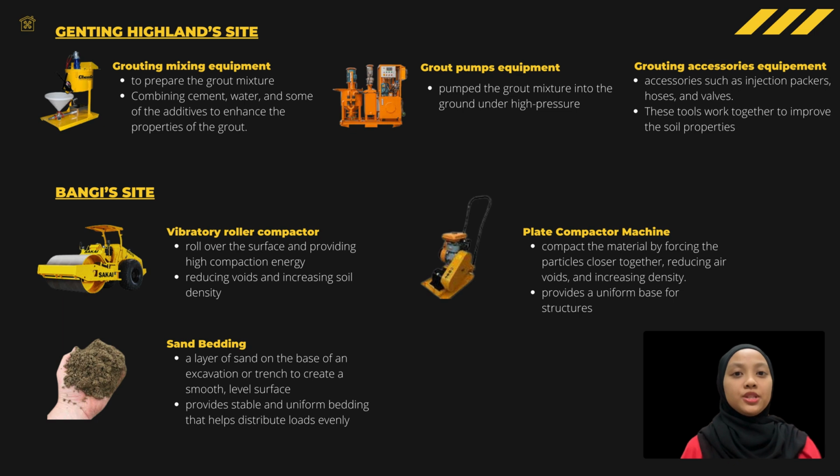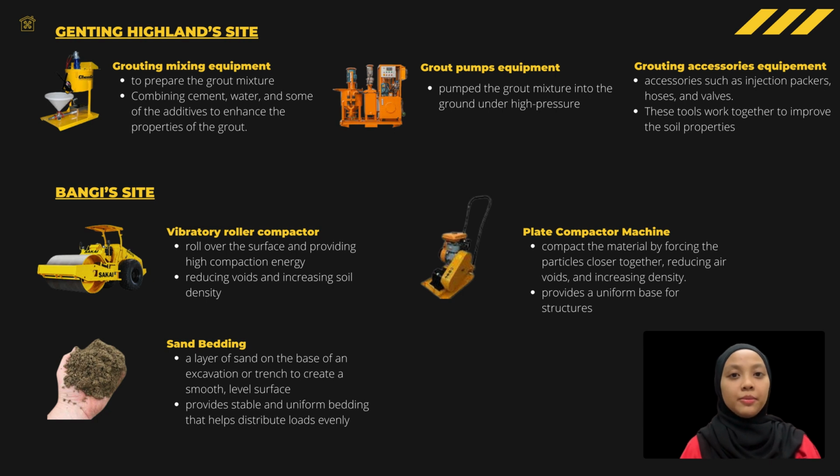For the compaction process, we must use a vibratory compactor to roll over the surface and provide high compaction energy. The vibrations also help rearrange the particles closer together, reducing voids and increasing soil density. So, it will make the soil more stable and suitable for supporting heavy structures.